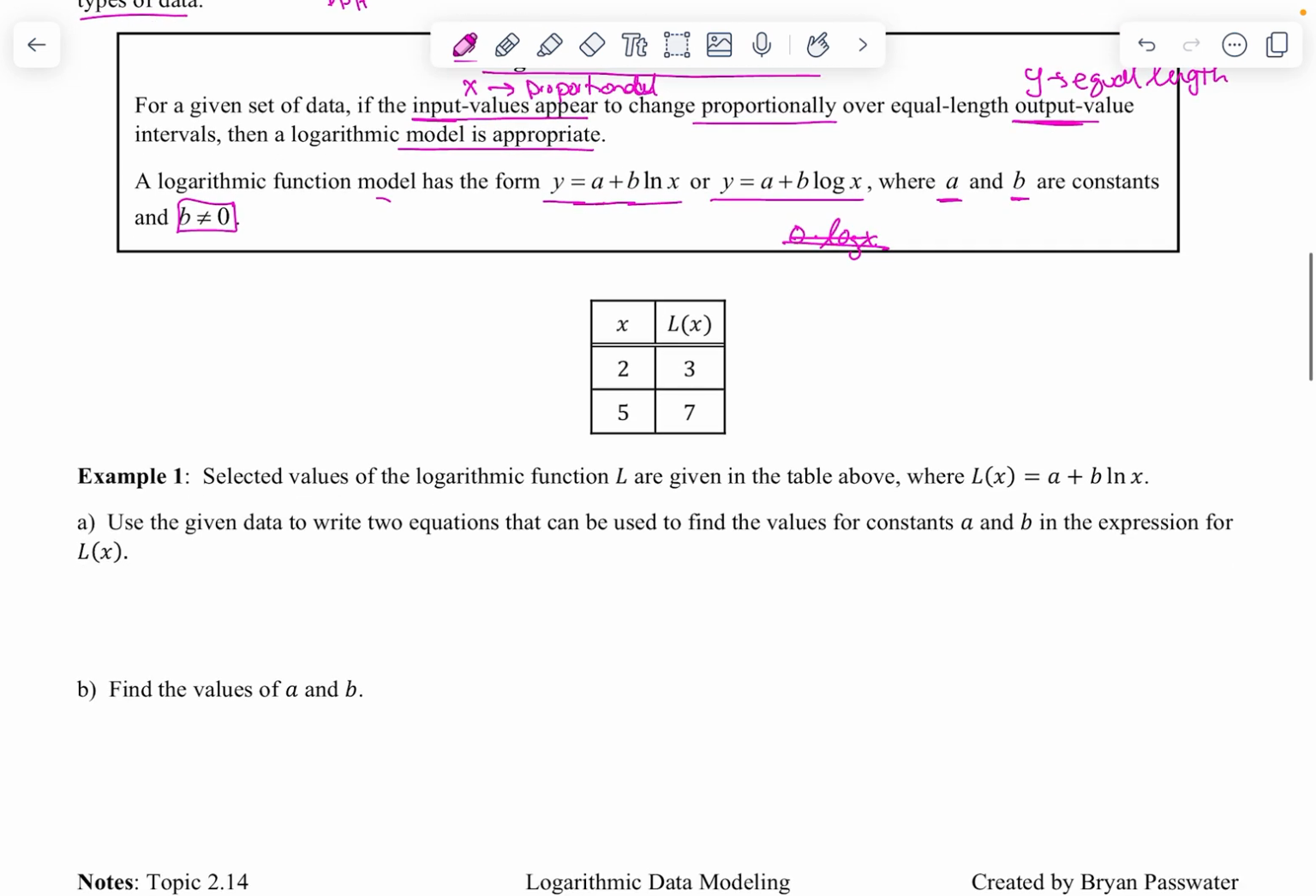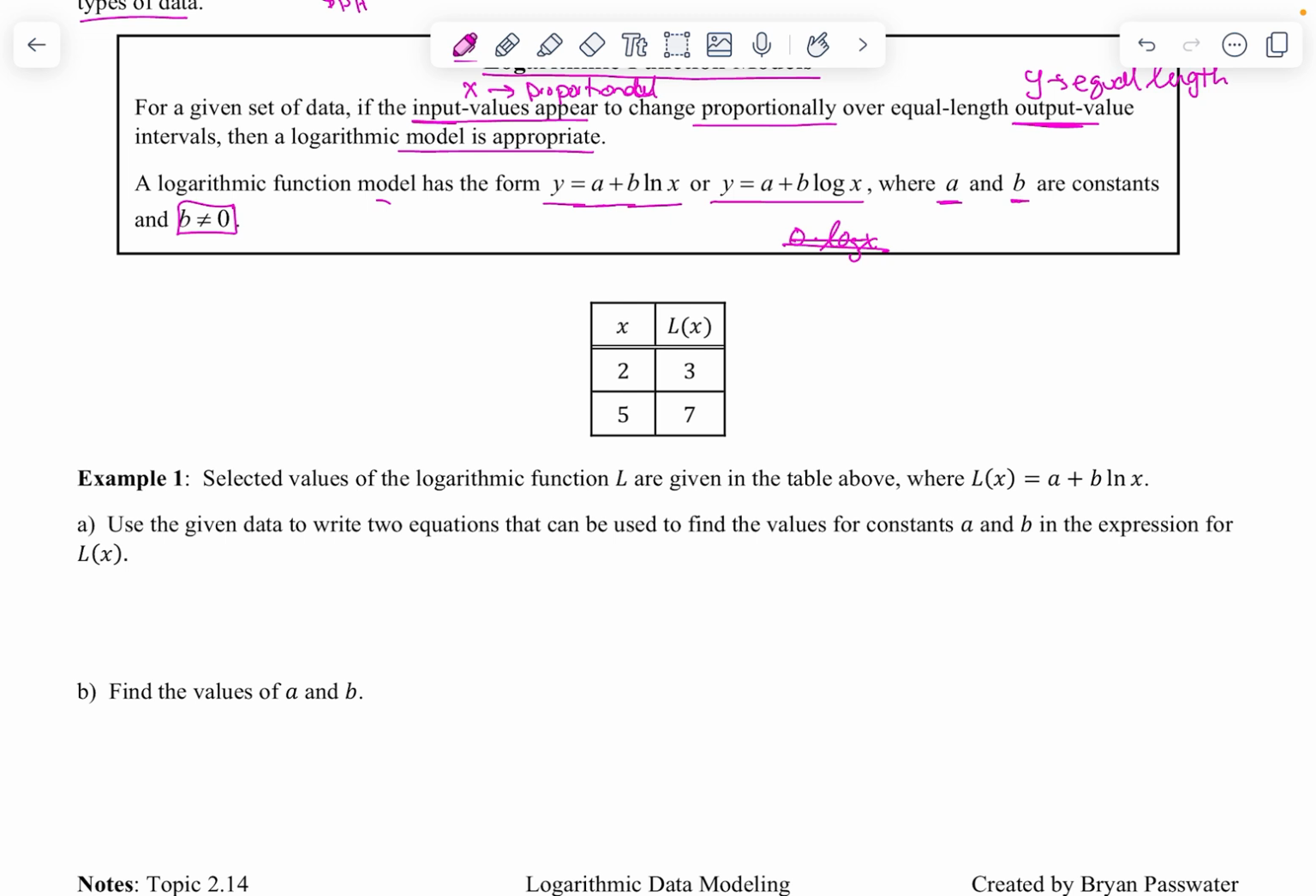So let's put this into an example. Here are our selected values of a logarithmic function L, and they're given right here. They're telling you that this is logarithmic. You don't have to figure it out, because you can't really figure out a logarithmic function with just two sets of data points. But they're telling us that this is a log function. Specifically, they're telling us that this is actually a log base e function, which is ln. And it has this form.